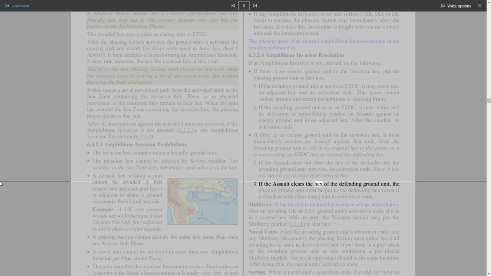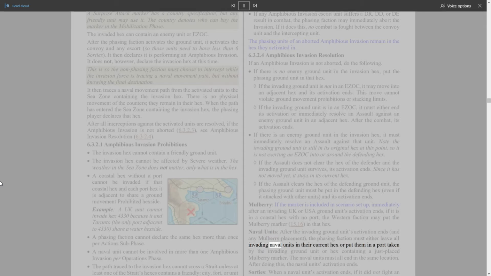If the assault clears the hex of the defending ground unit, the phasing ground unit must be put in the defending hex, even if it attacked with other units, and its activation ends. Mulberry: if the marker is included in scenario setup, immediately after an invading UK or USA ground unit's activation ends, if it is in a coastal hex with no port, the Western faction may put the Mulberry marker of 15.16 in that hex.